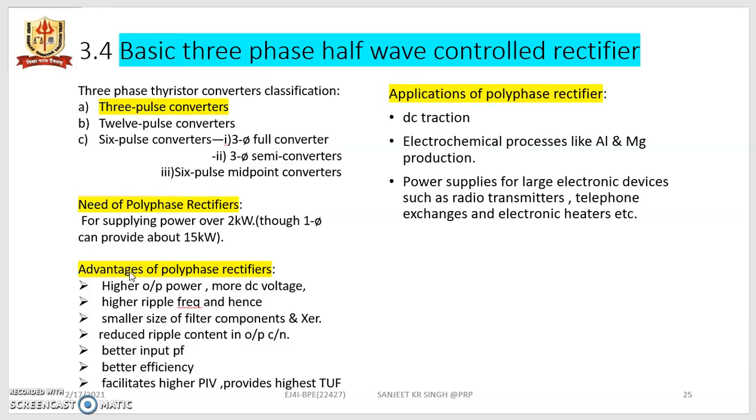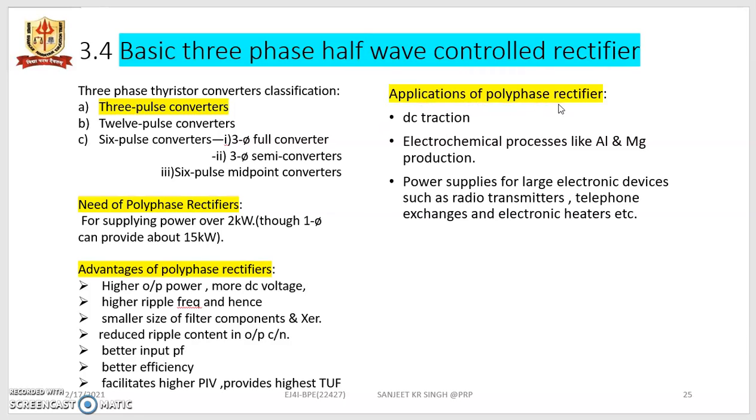What are the advantages of polyphase rectifiers? It has a lot of advantages over single phase. Higher output, more DC voltage is obtained, and higher ripple frequency makes the filtering components smaller and the transformer of smaller size. Ripple content in the output current and voltage is less, and we have better input power factor as well, better efficiency, and it facilitates higher peak inverter voltage, and provides the highest TUF, transformer utilization factor.